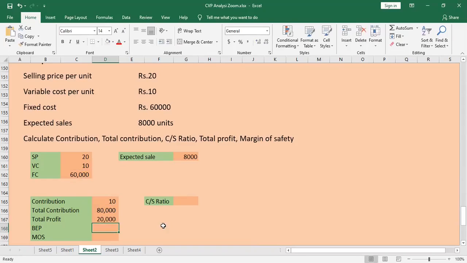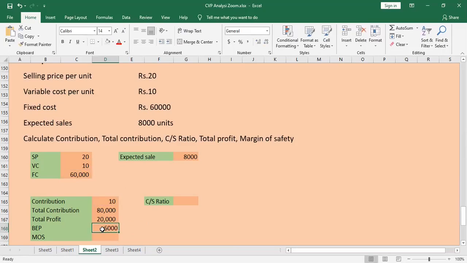Then, as usual, you will have to calculate the break-even point. So how do you calculate the break-even point? We already discussed: fixed cost divided by unit contribution. So we know the fixed cost is 60,000, divided by the unit contribution we just calculated, 10 rupees. Right, now we have the break-even point, that is 6,000 units.